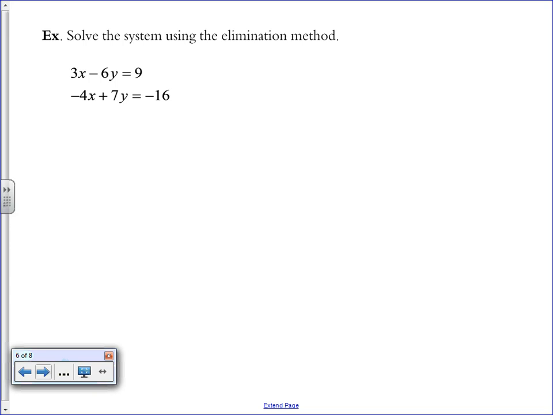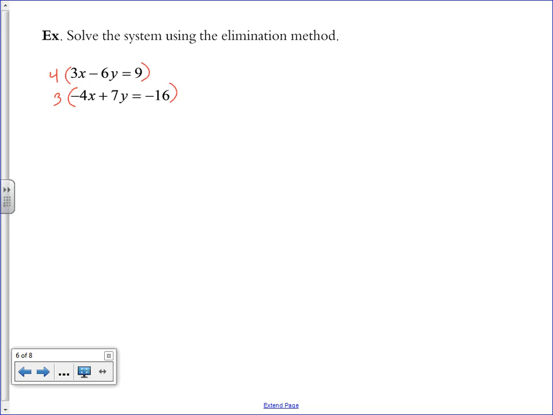I'm going to have to use multiplication. I'm going to multiply the first equation by something and the second equation by something so that the coefficients of x will match and will cancel out. So since the first one says 3x and the other one says negative 4x, I'm going to multiply the first one by 4 and the second one by 3. Then my first equation will start with a 12x, and my second equation will start with a negative 12x, and those two numbers will cancel out.